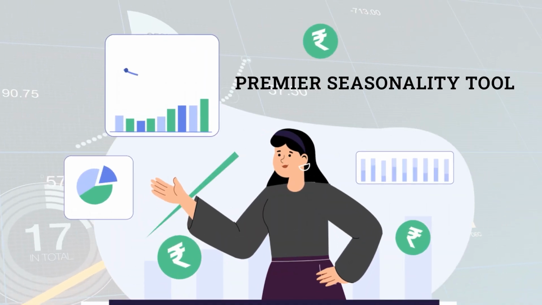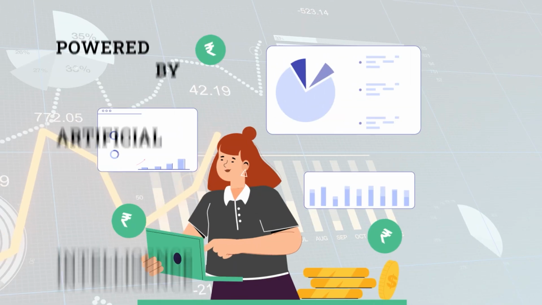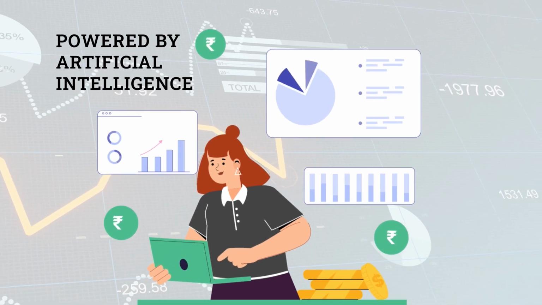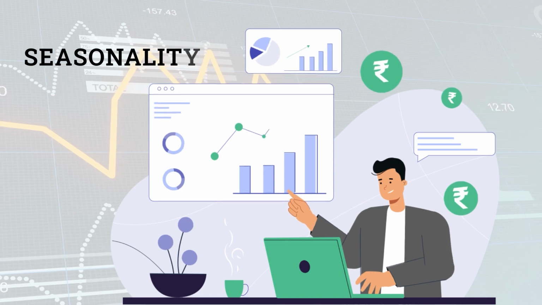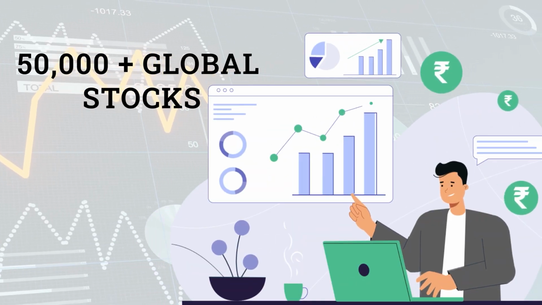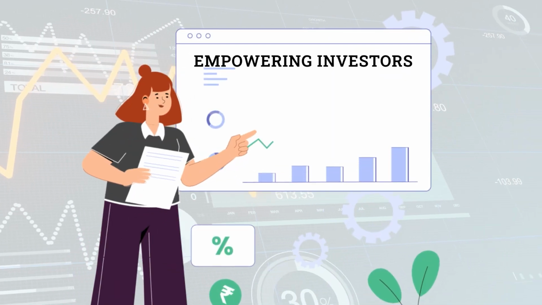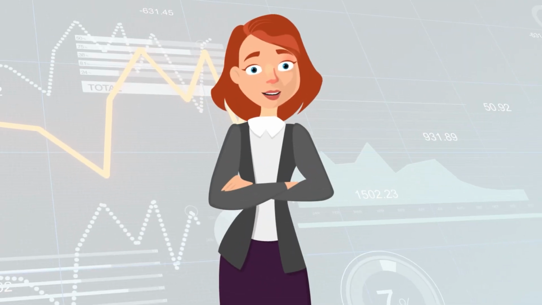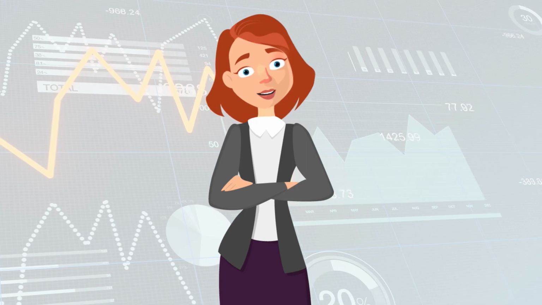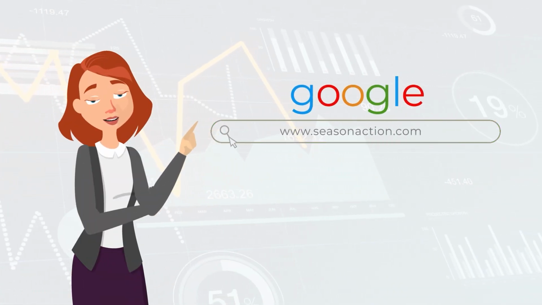Season Action is India's premier seasonality tool, powered by artificial intelligence and futuristic algorithms. Season Action delivers seasonality insights for over 50,000 stocks globally, empowering users to make intelligent investment decisions. Let's take a concise walkthrough on accessing the features available on the Season Action website.